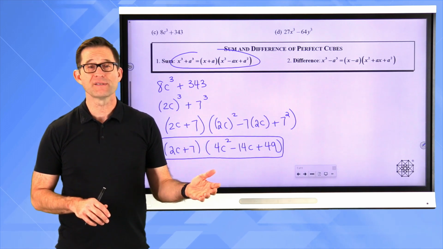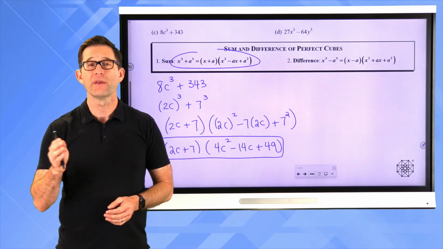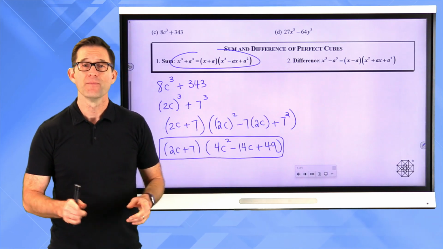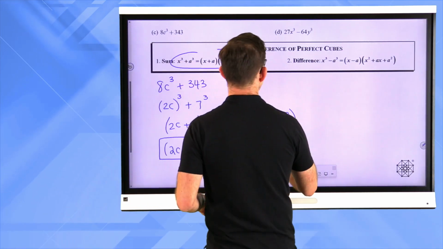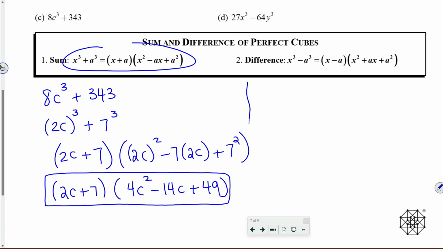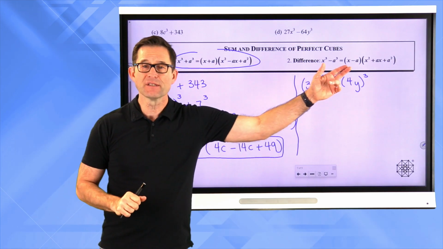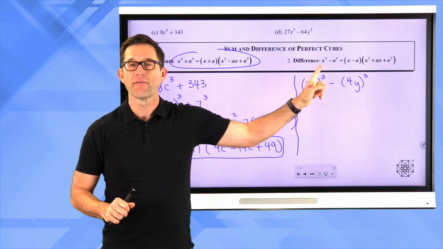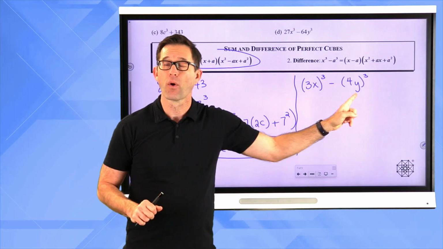Well, thankfully, 27 is a perfect cube, right? It's 3 cubed. And 64 is a perfect cube. It's 4 cubed. So the first thing I'm going to want to do in letter D is think about this as 3x cubed minus 4y cubed. I can now use this pattern, and everywhere I see an x, I'm going to have a 3x. And everywhere I see an a, I'm going to have a 4y.